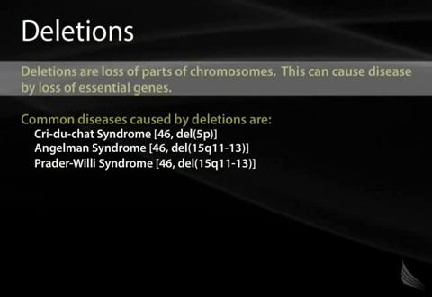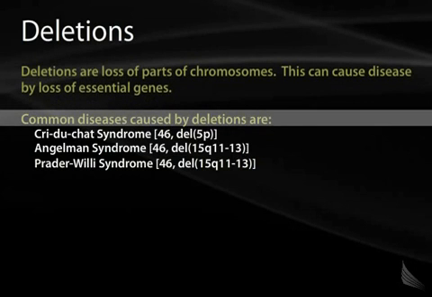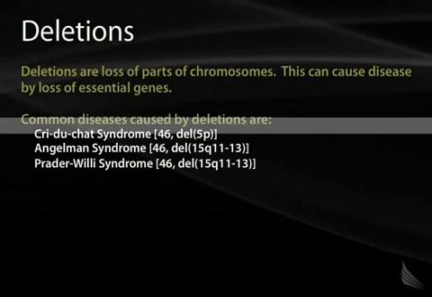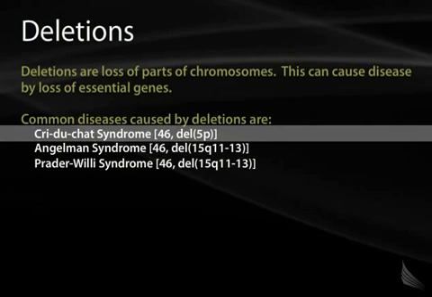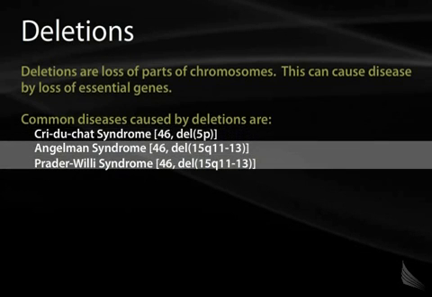Now, deletions are loss of parts of chromosomes, as the name suggests. This can cause disease by loss of essential genes. A few common diseases that you want to be aware of that are caused by deletions: Cri-du-Chat syndrome, which is a deletion of the 5P arm, and Angelman syndrome and Prader-Willi syndrome, which are both deletions of parts of the Q arm of chromosome 15.